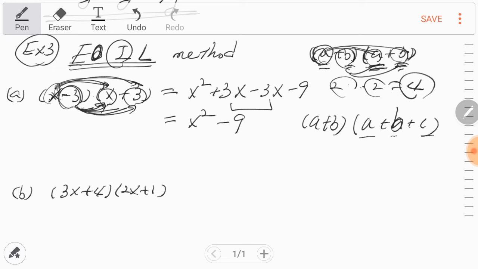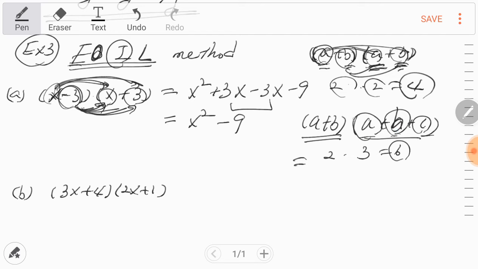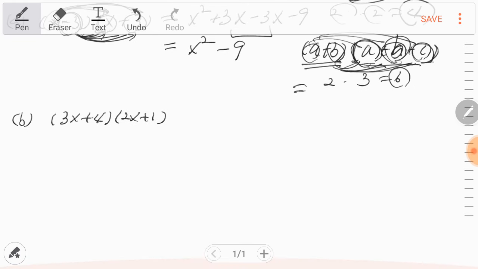Then how many terms will be produced? There will be 6 terms produced, because there are 2 terms here and 3 terms here, altogether 6 terms. Each of a, b, c in this parenthesis is multiplied by a first, so there are 3 terms generated, and also multiply each of a, b, c by this b, so there are another 3 terms generated. So altogether 6 terms will be made. Okay, so let's try the next one.